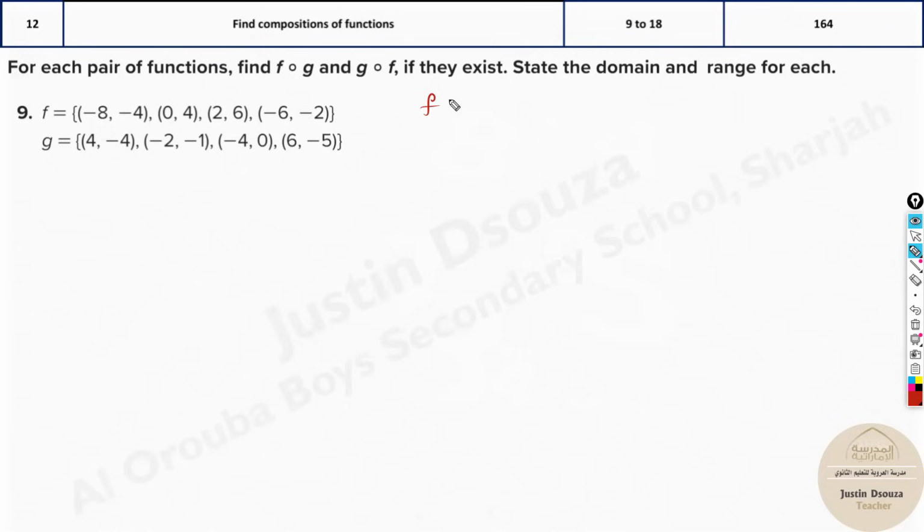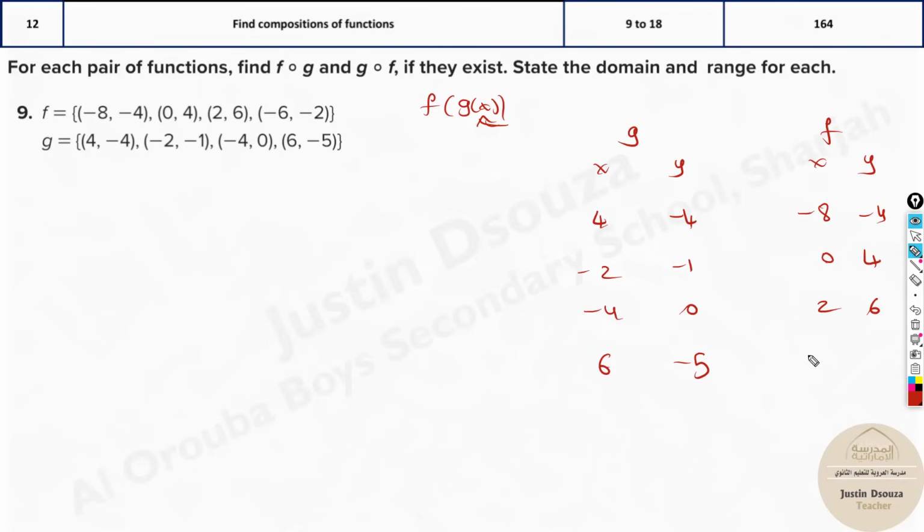Now look over here, it's f composed of g of x, right? So what I would always do is write g of x first because we need the value to input first, right? The inside function is g of x, so g coordinates. G is x and y. I'll write 4, minus 4, minus 2, minus 1, minus 4, 0, and lastly 6 and minus 5. What about f? It is x and y, and over here, it's minus 8, minus 4, 0, 4, 2, 6, minus 6, minus 2. So this is the thing.